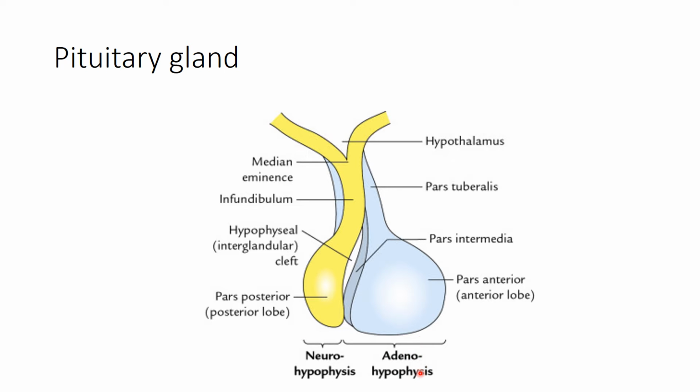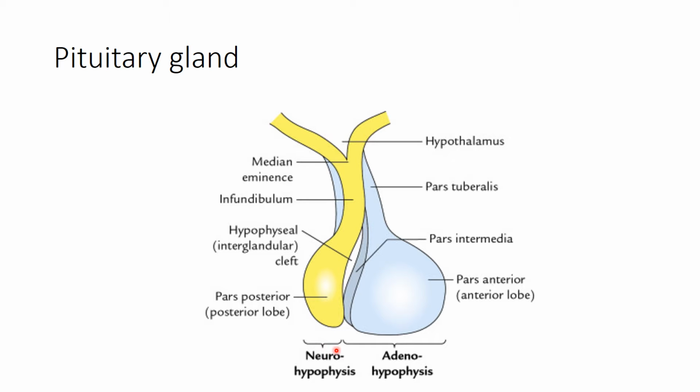Let us study adenohypophysis. It has the following parts. The bulkiest part of which is called pars anterior, also called anterior lobe. It is a narrow portion behind it called pars intermedia. Also the part of adenohypophysis extending towards the infundibulum is pars tuberalis. These are the three parts of adenohypophysis. I repeat, pars anterior, pars intermedia and pars tuberalis.